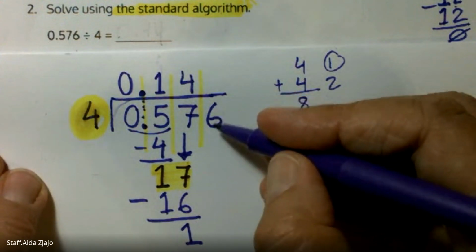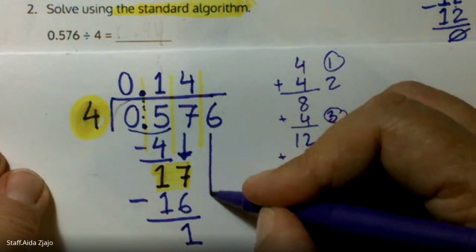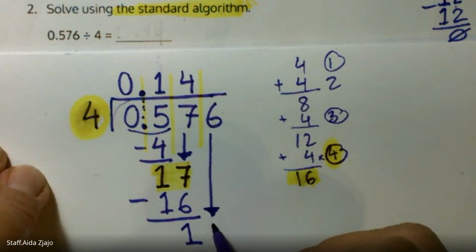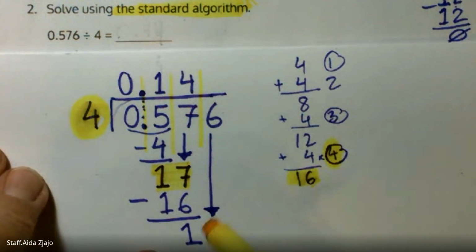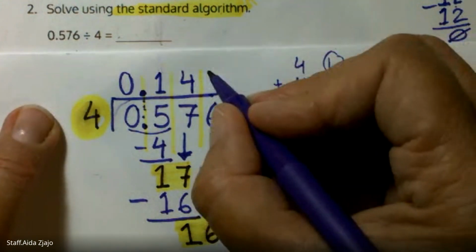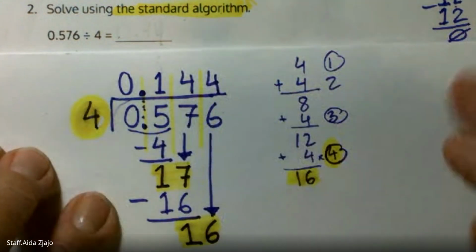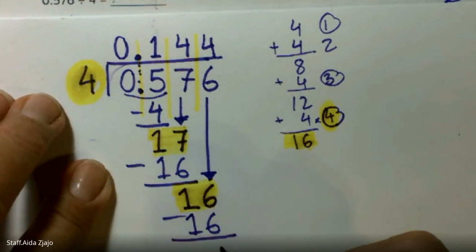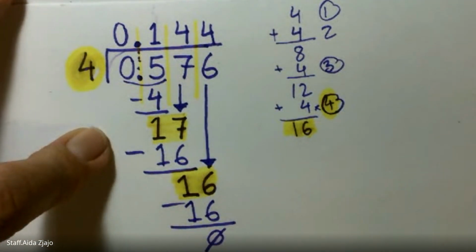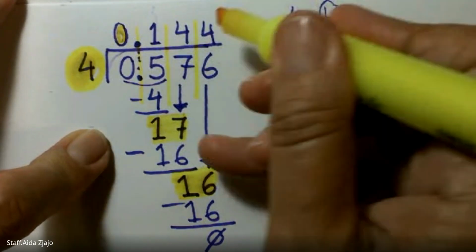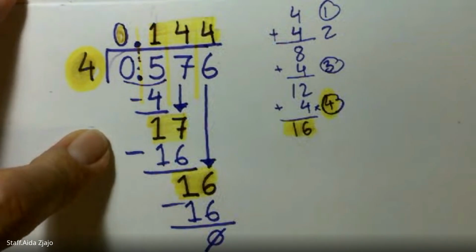But I'm not done with the thousandths, so I'm going to bring down the thousandths now. So 1 hundredth will make 10 thousandths plus the 6 that we had. It's going to be 16. And now it's a perfect number because 4 times 4 is 16. So again, I will have 4. 4 times 4 is 16. And when I subtract, I have nothing else to share. So my answer is 0 wholes and 144 thousandths.